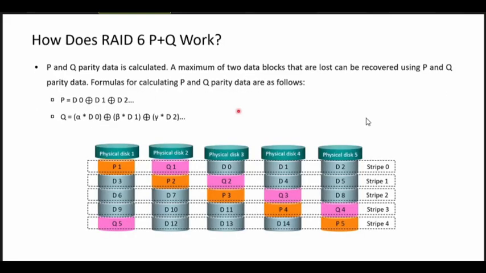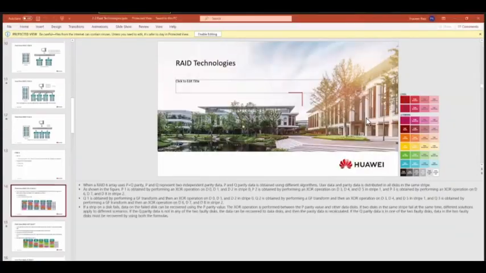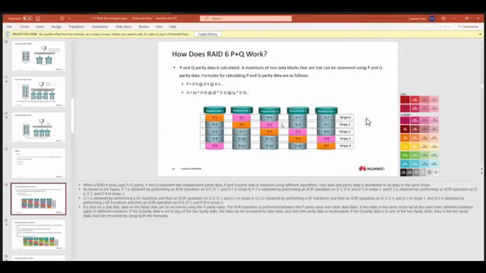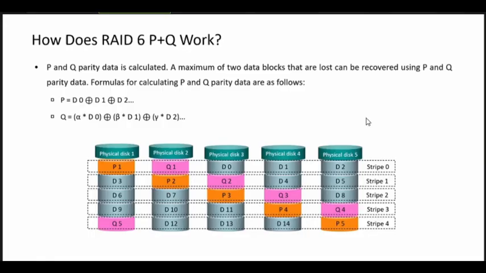So this is how RAID 6 PQ works. There's a built-in calculation method. I forgot who built the RAID 6 calculation. I think they put it in the slides there, right? I know they use Galois field, but the algorithm is not Galois field. Anyway, maybe you can check that out online.